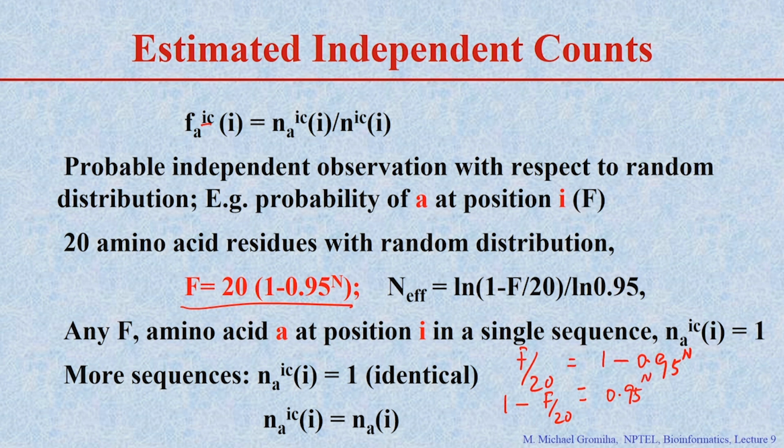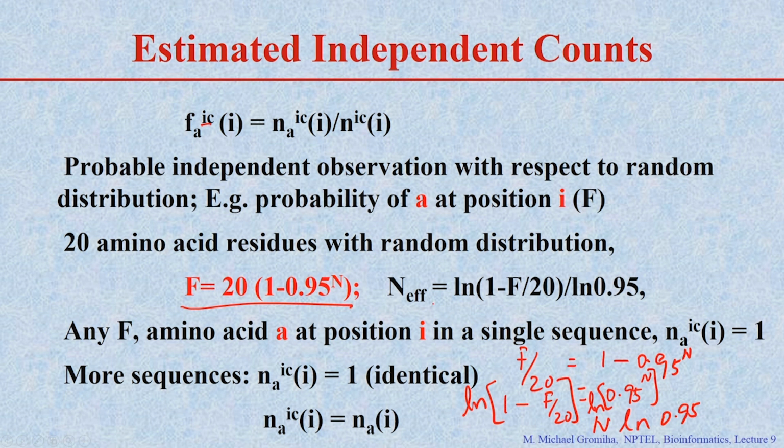Then take the logarithm, ln, and you can move this n here, that is n times ln of 0.95. From this you can get this n effective, which is equal to ln of 1 minus f by 20 divided by ln of 0.95. So you can get this number, right.